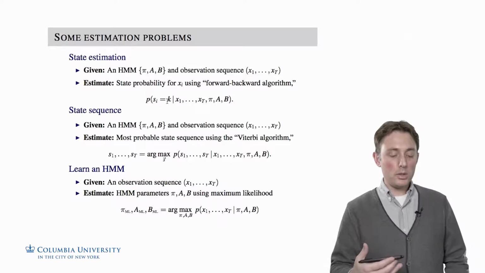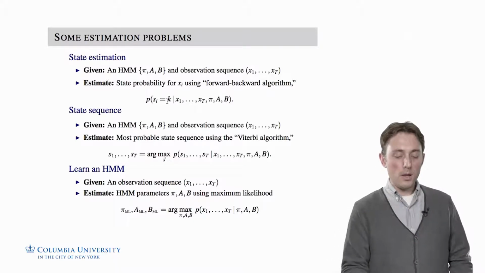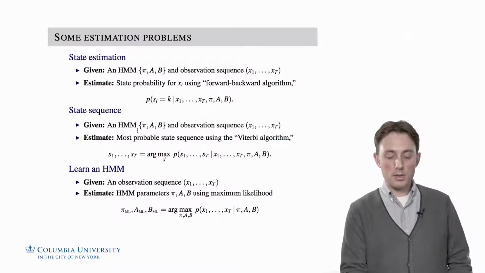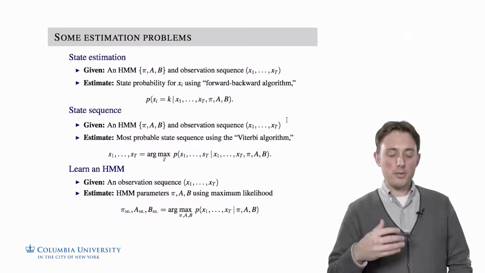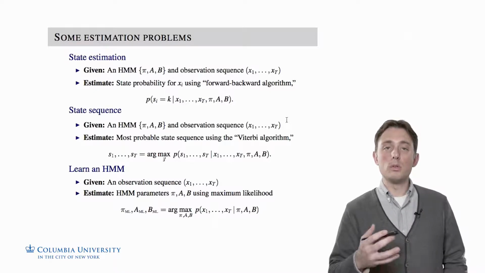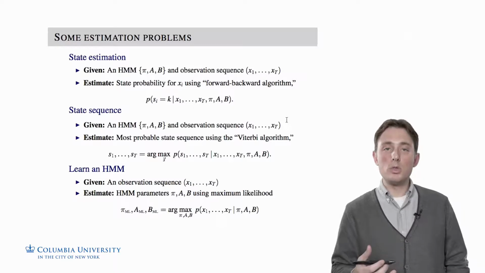We also might want to estimate the most probable state sequence. So in this case, we're given an HMM and we're given an observed sequence. And now we want to find what is the most probable sequence of states. So here we aren't giving a distribution on the state sequence.